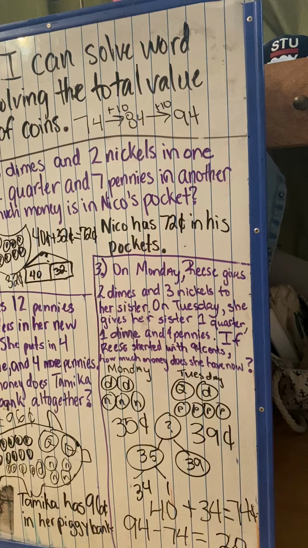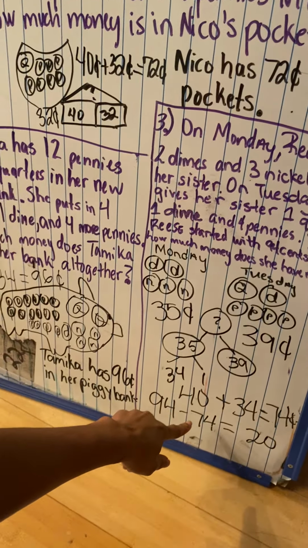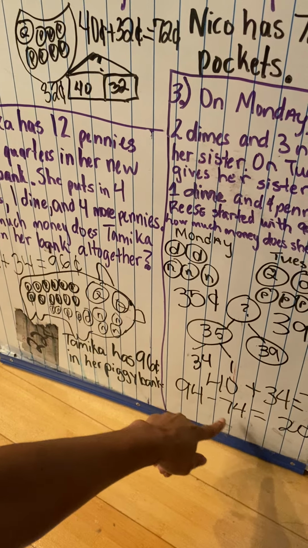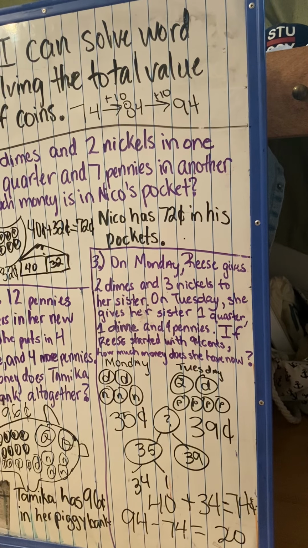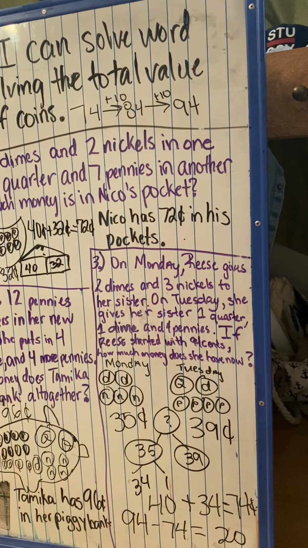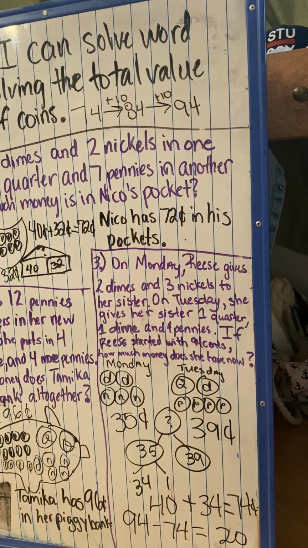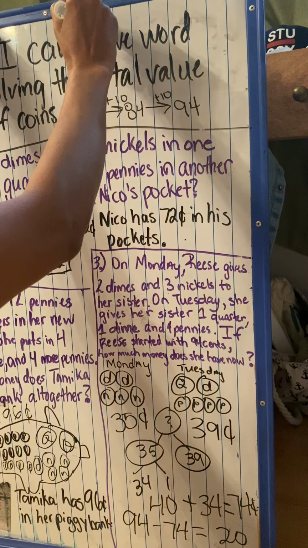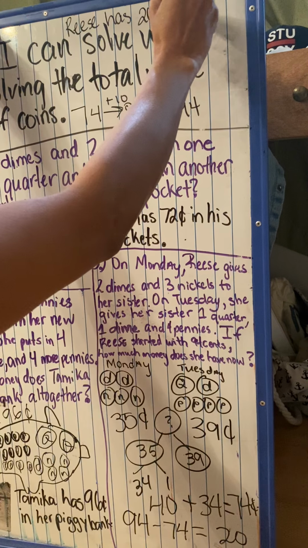You can also look at it with the 4 minus 4 in the ones place. 4 ones minus 4 ones, you have no ones left. 9 tens minus 7 tens, you will have 2 tens left. So to answer the question, Reese has 20 cents left. Okay, so we can say, and I'll squeeze that up here as well, Reese has 20 cents left.